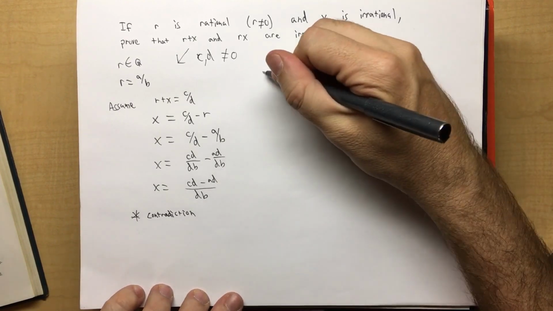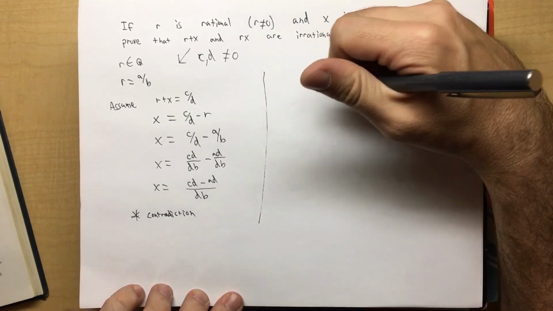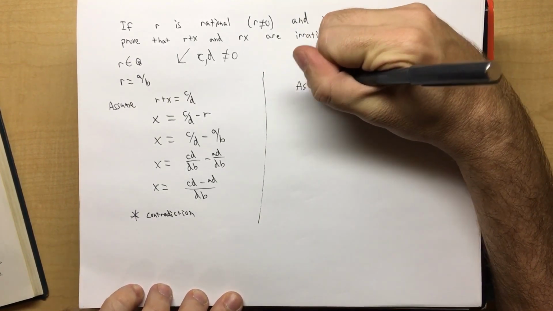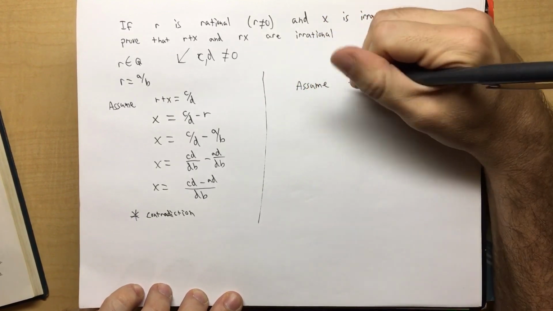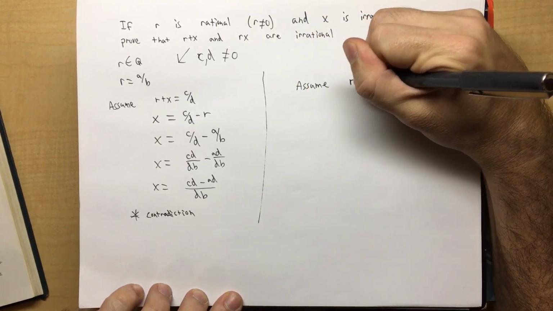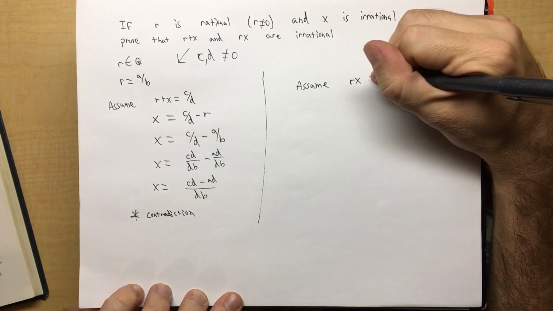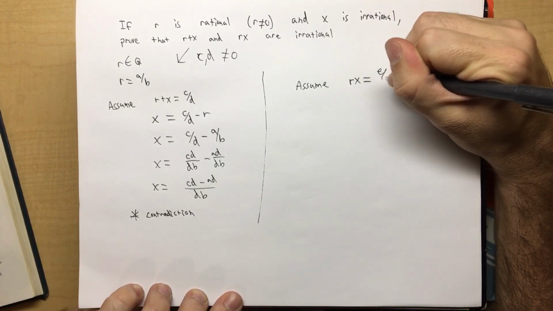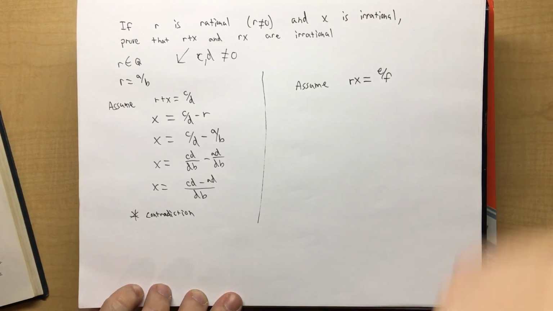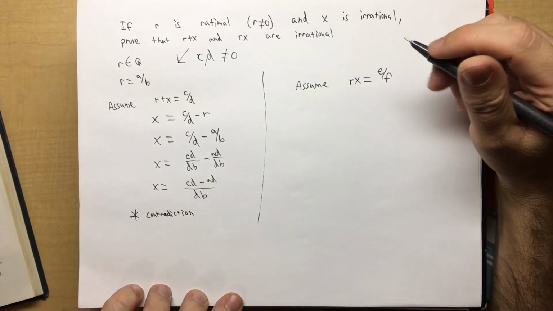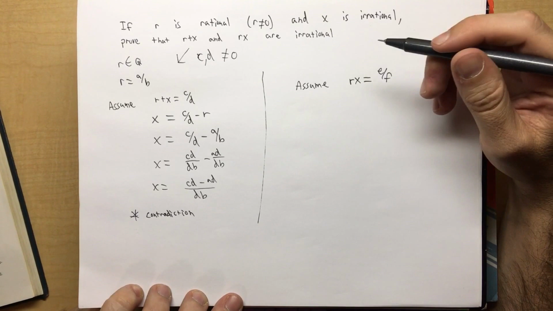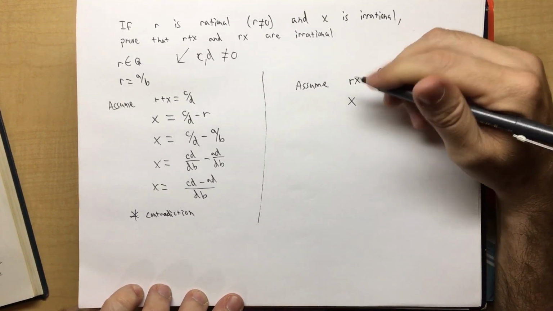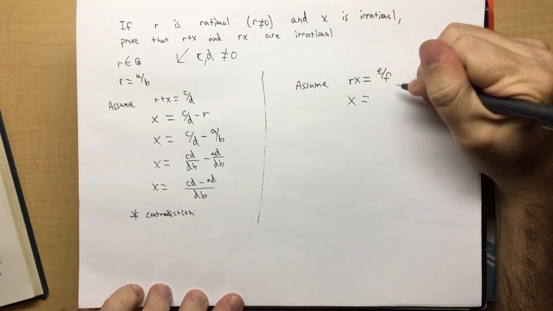Okay. So now what we're going to do is assume rx, that's going to be e over f this time. And we're going to do the same thing. We're going to put the irrationals on this side and the rationals on this side.